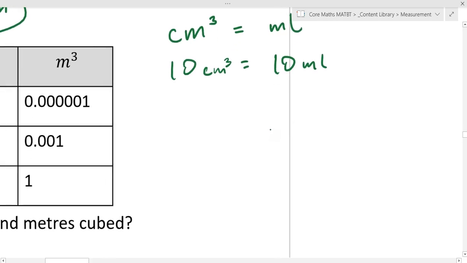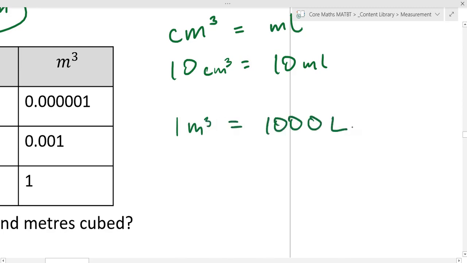When it comes to meters, however, a 1 meter cube, so 1 meter cubed, is equal to 1,000 liters. Okay, so just some things to think about. 1 meter cubed is equal to 1,000 liters.